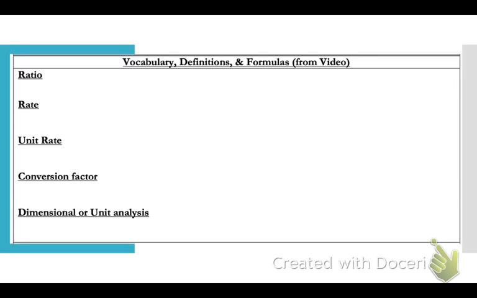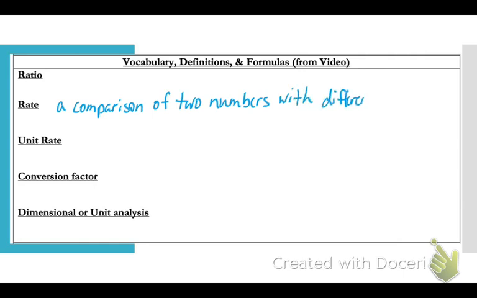Now jump back up to your vocabulary section and let's get down the definition for a rate. It's very similar to ratio. So a rate is a comparison of two numbers, but these numbers have different units. So a comparison of two numbers with different units.